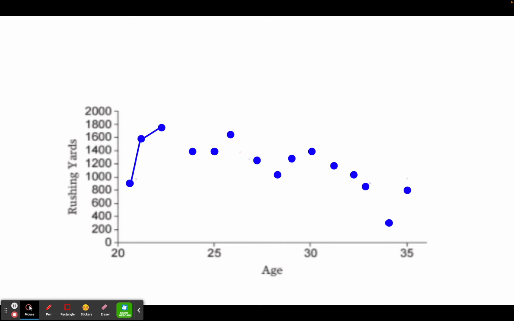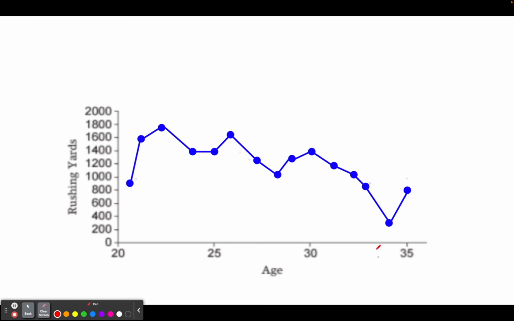And then from 22 to 23, he had another increase, although not as dramatic. And then the next year, he had a little bit of a decrease in his performance. And then we can just continue to connect all those individual dots with segments, showing how his performance has changed over time. Now, usually what we want to look at here are sort of overall trends.